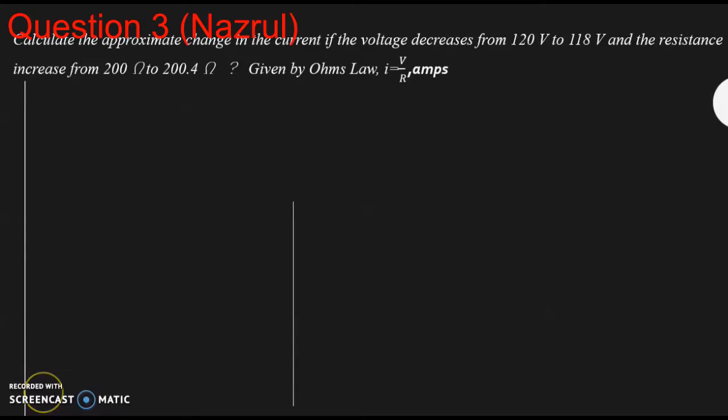Hello Nash, I want to ask you about the question, the approximate change in the current. Can you solve it? Okay, let me see. Oh, this is a question about the approximate change in the current. Oh, this is an easy question. Let me teach you how to do it. I will do the calculation.